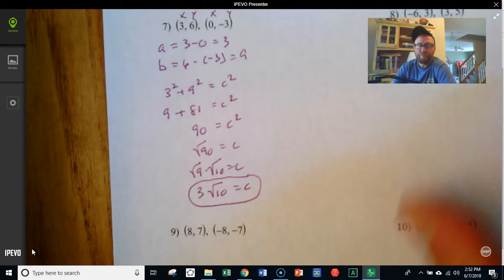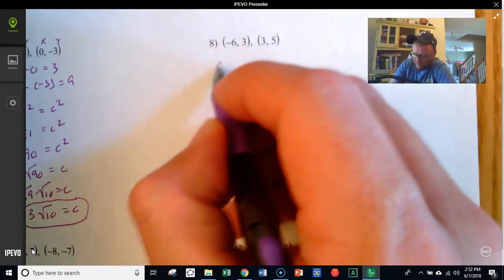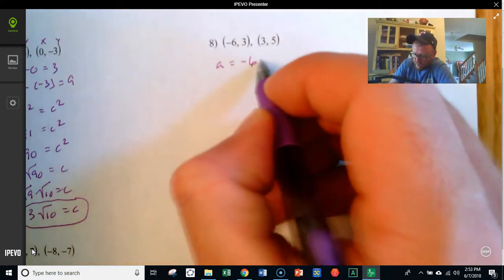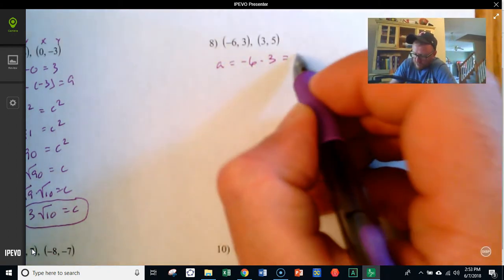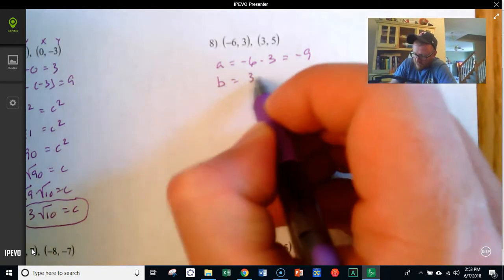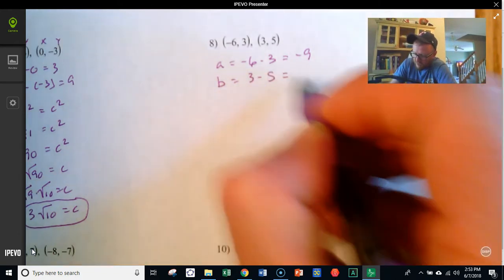Okay. Next one. We have A equals negative 6 minus 3, which is negative 9. B equals 3 minus 5, which is negative 2.